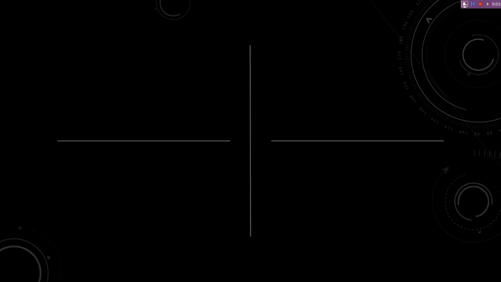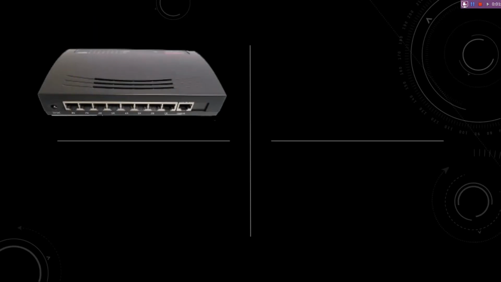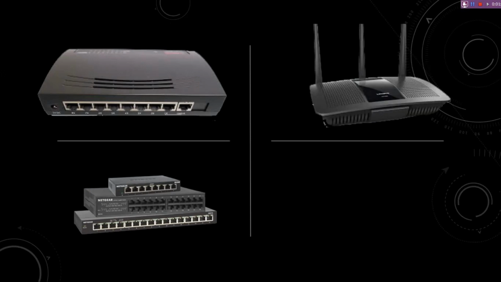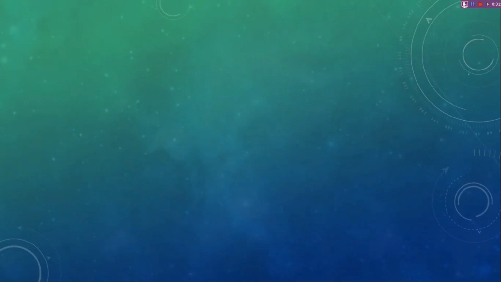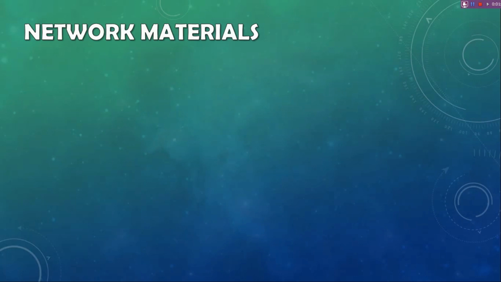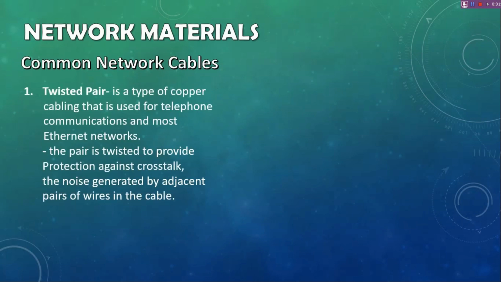To make data transmission more extensible and efficient than a simple peer-to-peer network, designers use specialized network devices such as hubs, switches, routers, and wireless access points to send data between devices. So we're going to talk about the network materials. Under network materials, we have common network cables. These cables will vary depending upon the type of network and cable they are attached to.